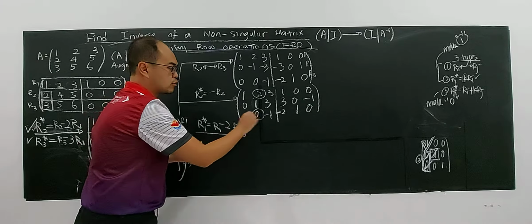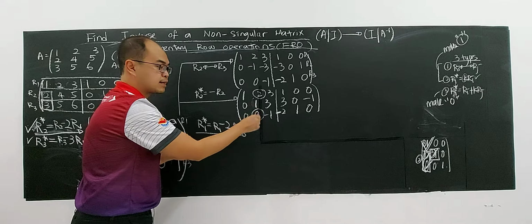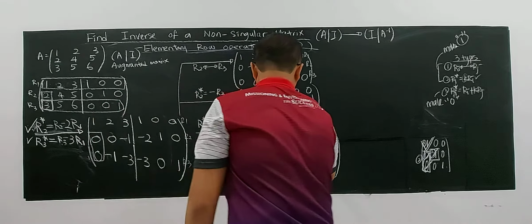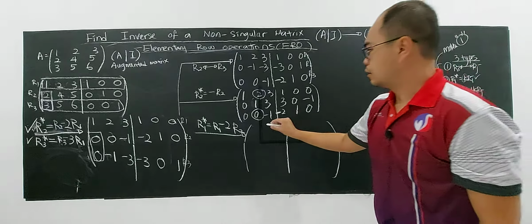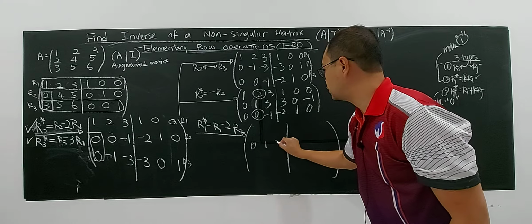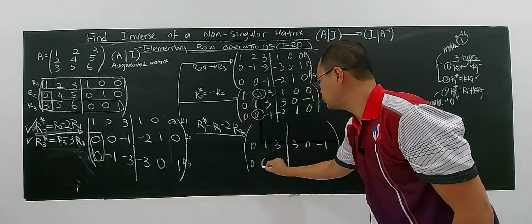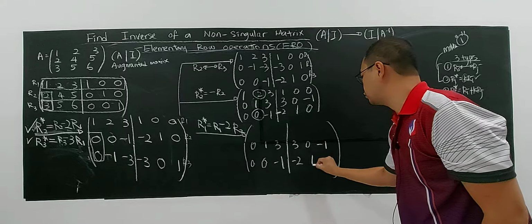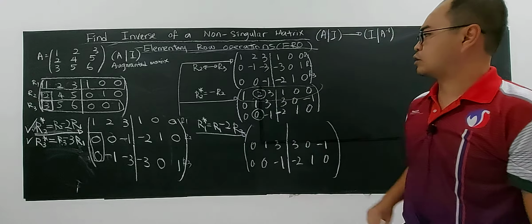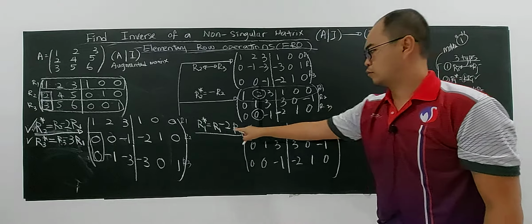Sir, why don't you modify row 3? Why? Because it's already 0, except if this one is not 0, right? So now I go for this step. Okay, then which one is not modified? Copy back 0, 1, 3, 3, 0, negative 1. 0, 0, negative 1, negative 2, 1, 0. Copy back everything here. This is the one that you modify now, right? You modify now. So this is your row 1, row 2, row 3 for this formula.